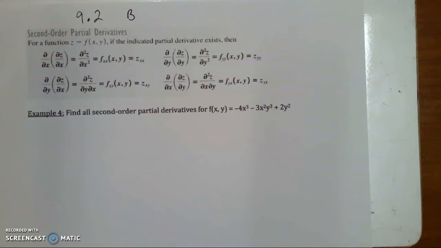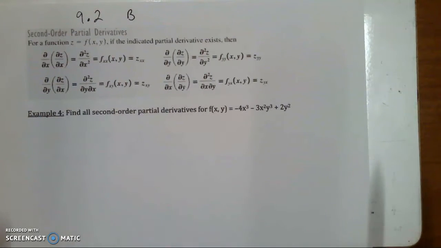So we're still in section 9.2. This is the B part. So in the A part, we did partial derivatives. Now we're going to do second order partial derivatives. As you hopefully remember, you can take the derivative of a derivative. And as it happens, you can take the partial derivative of a partial derivative.